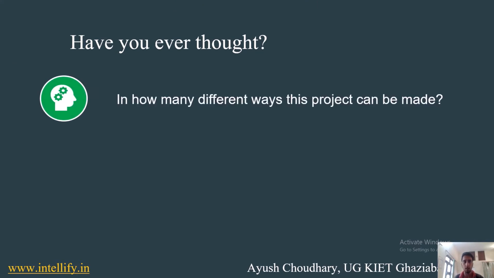So the first question is how many different ways this project can be made. I have tried to make this project as simple as possible, using CSV files to put our data in and take data from. It is the simplest example I have taken here. But to make it more and more sophisticated, you can use a MySQL database and a lot of other things, right? You can use classes, if you want to make it more sophisticated.